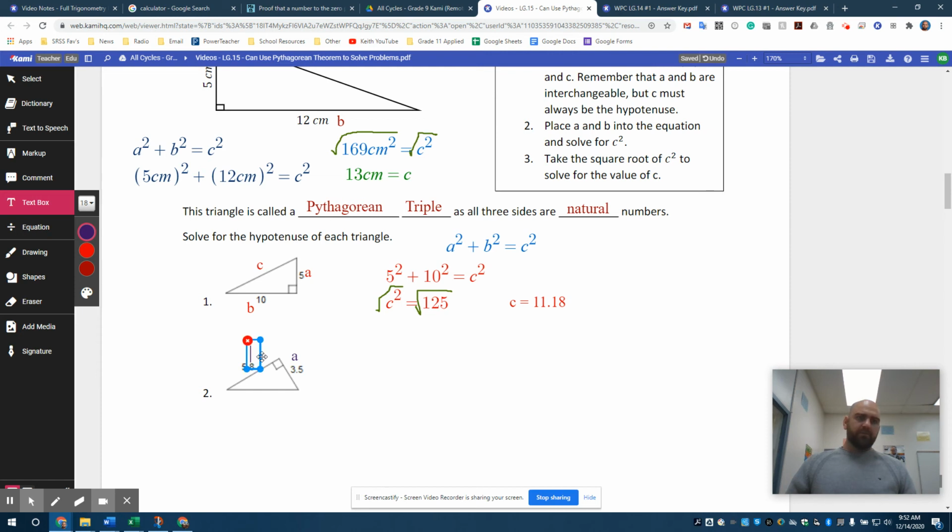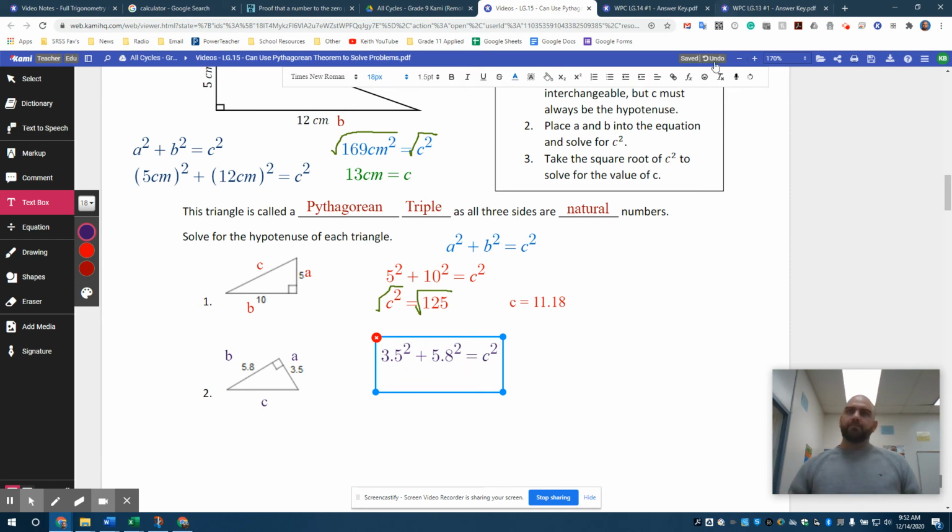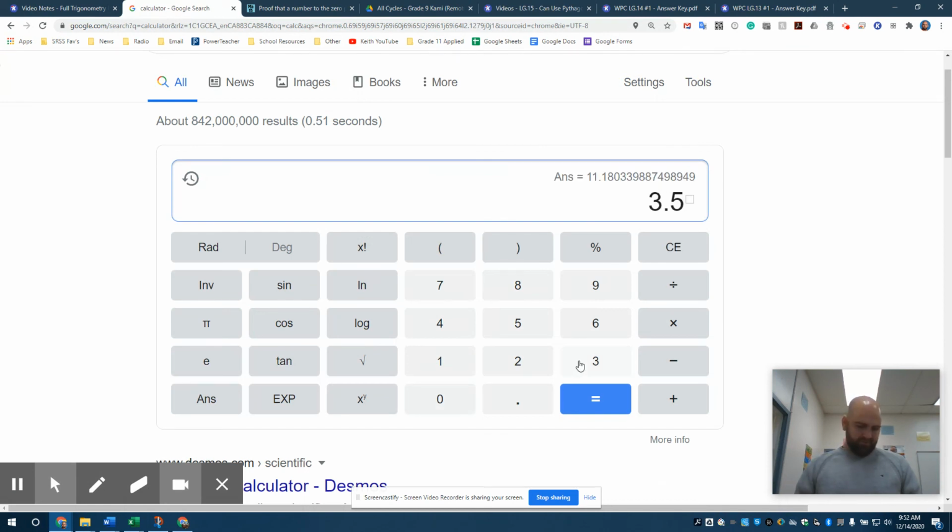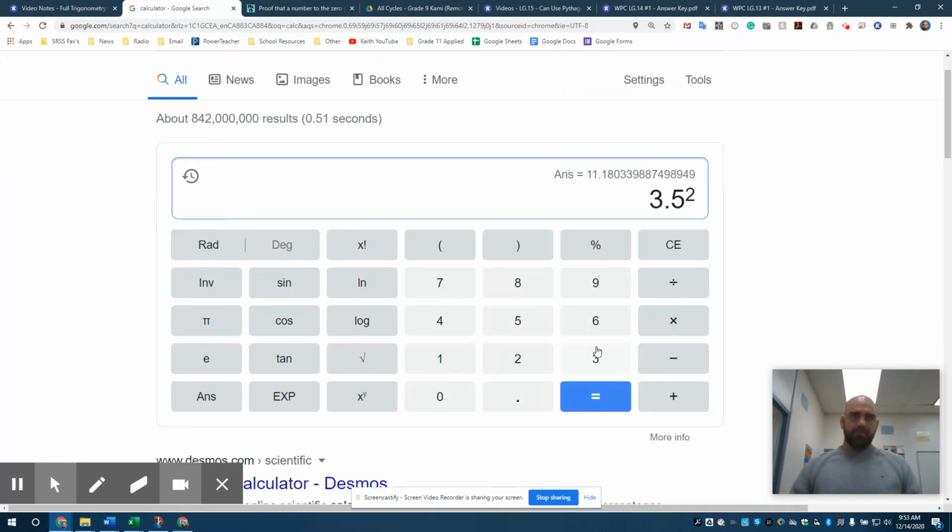All right, next one here, you'll notice that our triangle's kind of flipped around a little bit. So we have our hypotenuse on the bottom, which is different than the other ones. Normally the hypotenuse is on top, but it could also be on the bottom. So we have 3.5 squared plus 5.8 squared, and that is equal to C squared. All right, 3.5 squared plus 5.8 squared equals 45.89. Yep, that makes good sense.